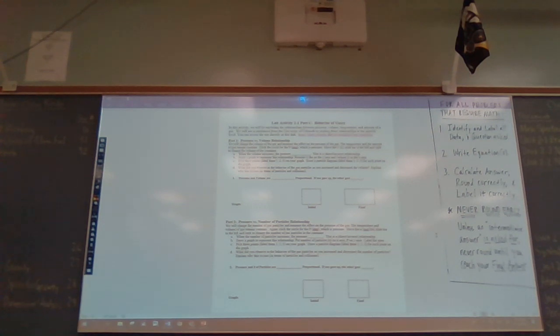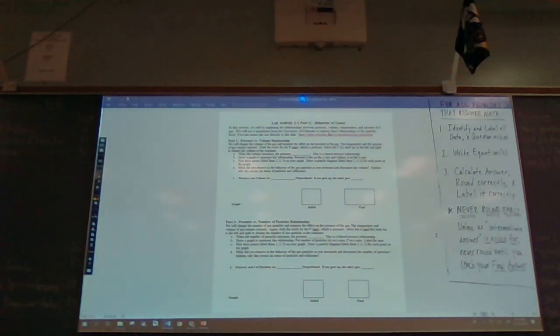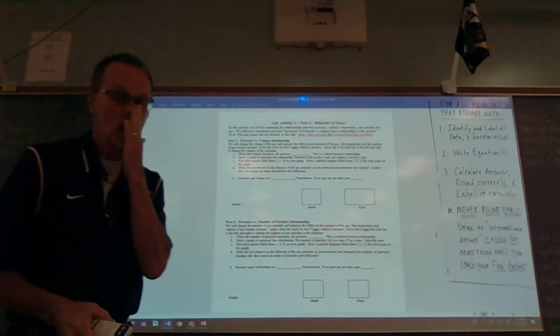Okay, I'm going to cut one of the lights off here so that when we have the simulator on, it'll show up a little bit better.